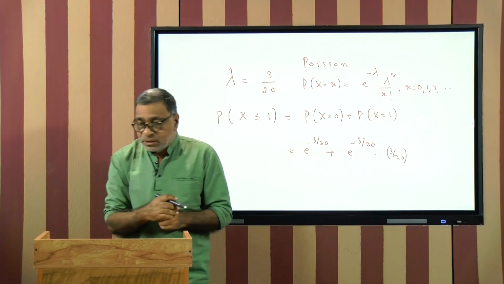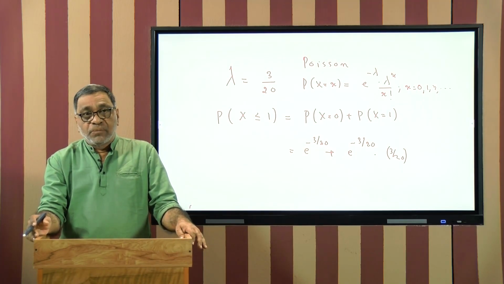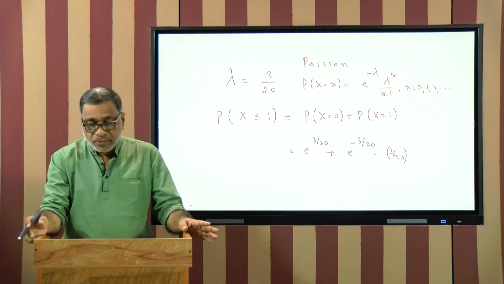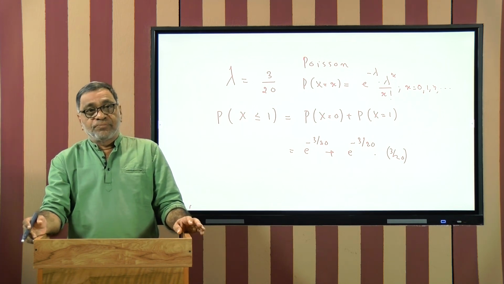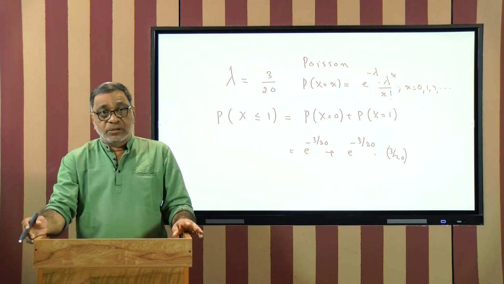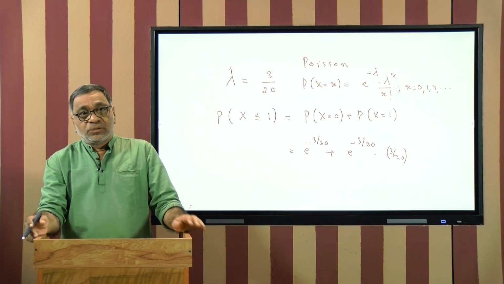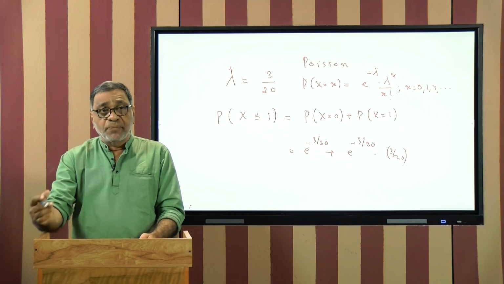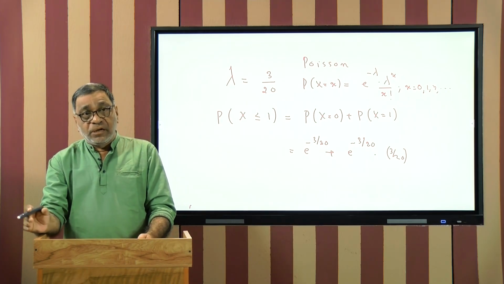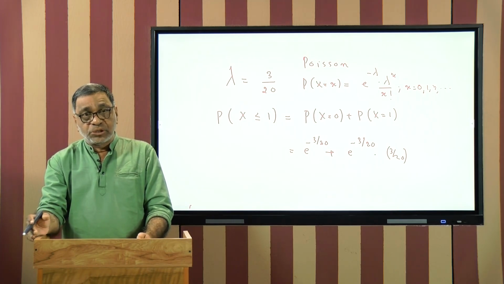So we have the value e power minus 3 by 20 plus e power minus 3 by 20 into 3 by 20. This probability value is our probability of not more than one failure occurring in a week, that is probability of x less than or equal to 1. So we are using the Poisson distribution model to find the probability of the required event.